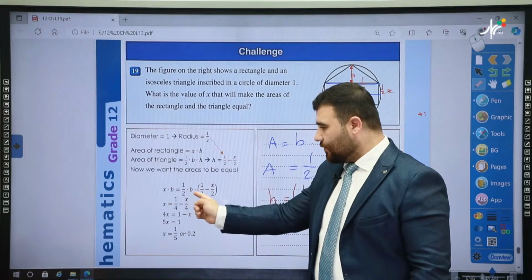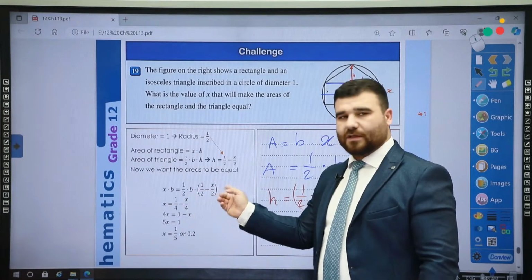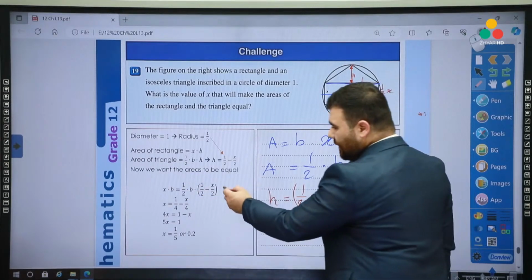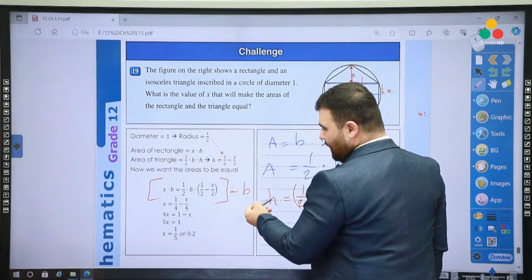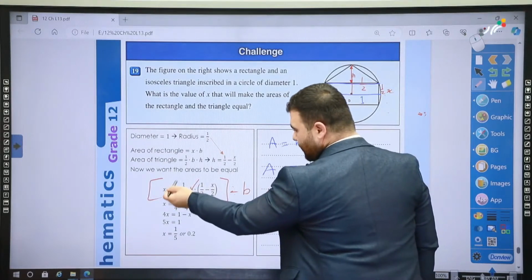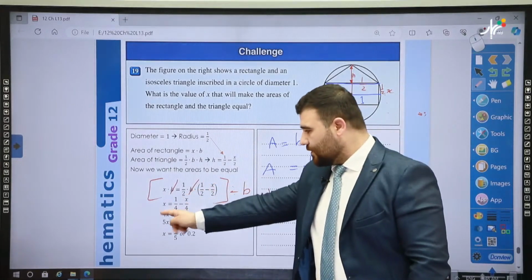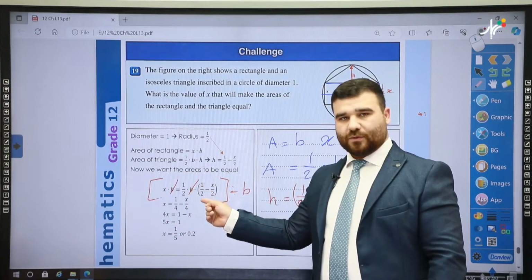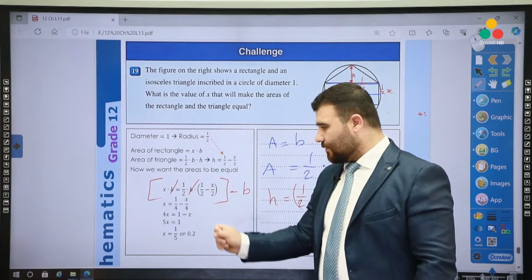xb is equal to 1/2 b times h. Instead of h, we have 1 over 2 minus x over 2. Simplifying this, I divide everything by b, as b is common, so this will cancel, this will cancel. What's remaining on that side is only x. What's remaining on this side is 1 over 2 times 1 over 2, which is 1 over 4, and 1 over 2 times x over 2 is x over 4.